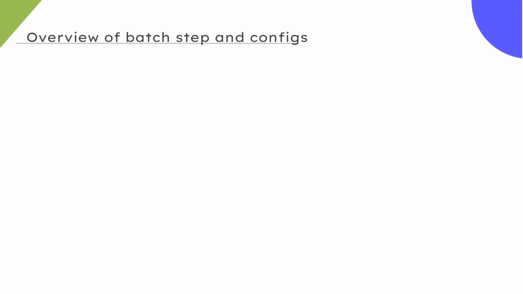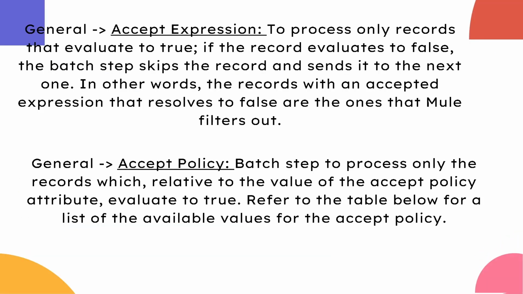So guys, our next topic is accept expression and accept policy. From the definition of accept expression, it is to process only records that evaluate to true. If the record evaluates to false, the batch step skips the record and sends it to the next one. In other words, the records with an accept expression that resolves to false are the ones that Mule filters out.